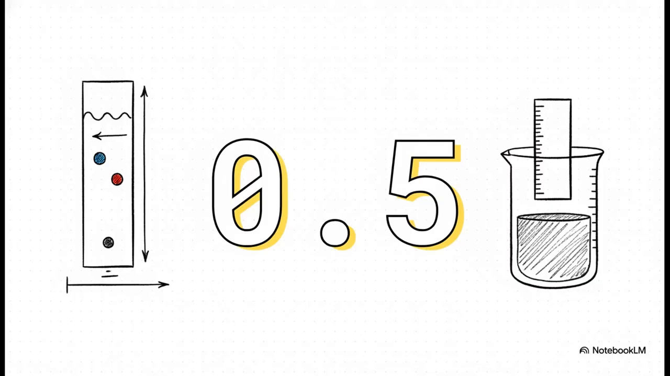Now, for simpler setups like paper chromatography, we use a metric called the retention factor, or RF. And the math here is beautifully simple. You just take the distance your compound moved and divide it by the distance the solvent moved. That's it. So if your chemical moves 4 centimeters and the water solvent moves 8 centimeters, 4 divided by 8 gives you a clean RF of 0.5. It's a highly precise way to put a number on that separation.